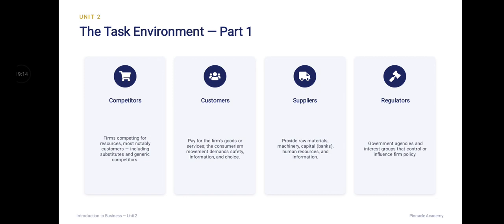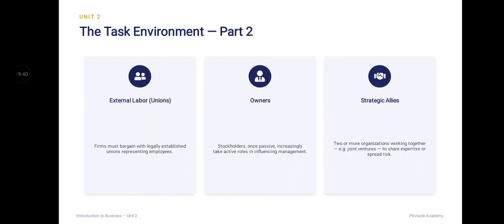The other parties that fall under the task environment are the owners. And the owners are simply who we call shareholders or stockholders. These used to sit quietly on the sidelines, but increasingly they are taking active roles in influencing how management runs the company. Finally, we can also look at strategic allies. For strategic allies, these are two or more organizations that are working together, often through joint ventures, to share expertise or spread risk.